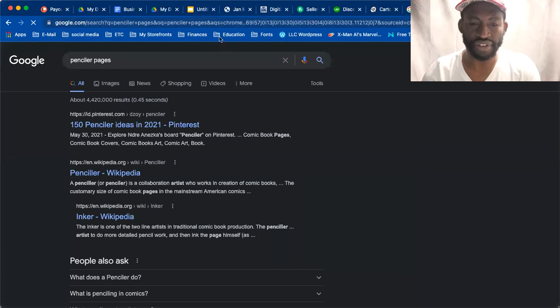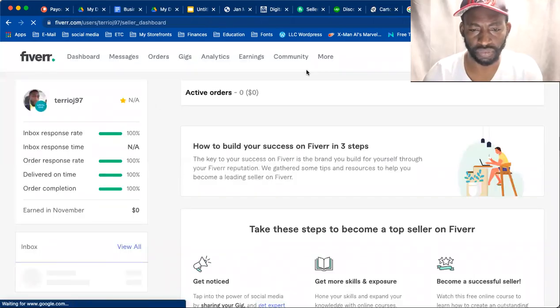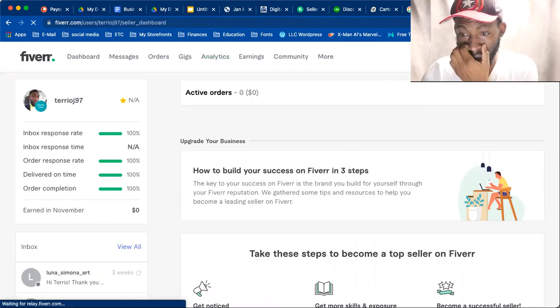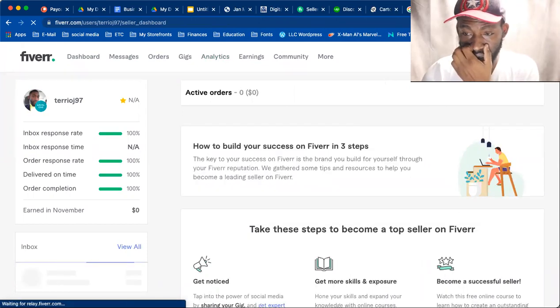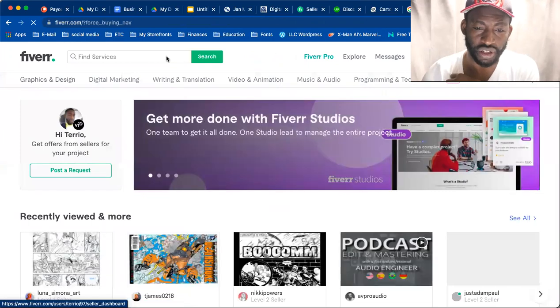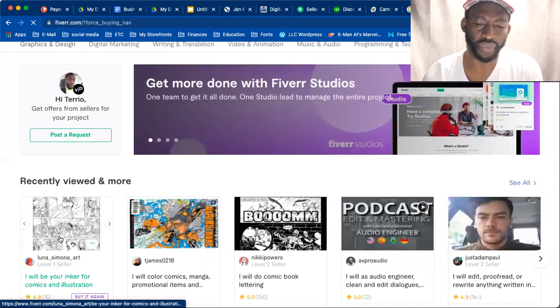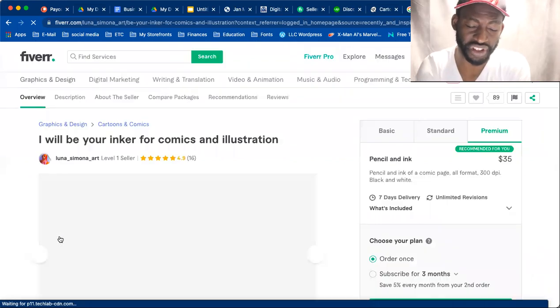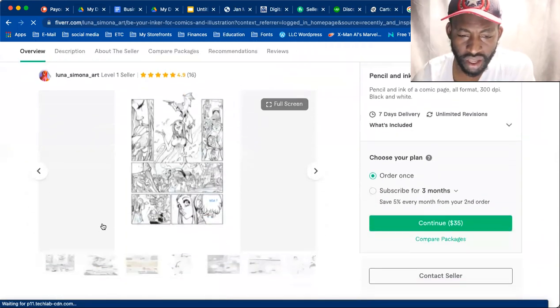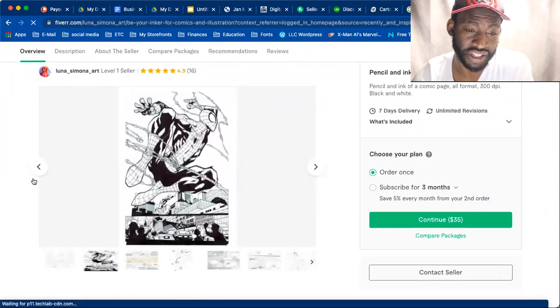So when we go to Fiverr, and you go to look. Now this is an actual artist that I used, Favor Athena, for a few pages. And these are examples of pencil pages. And this is an example of an ink page.